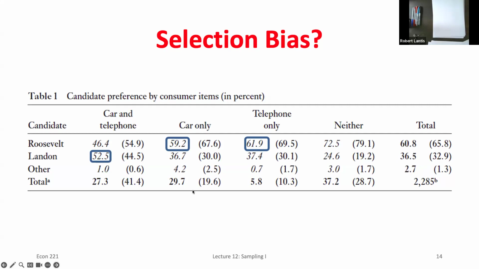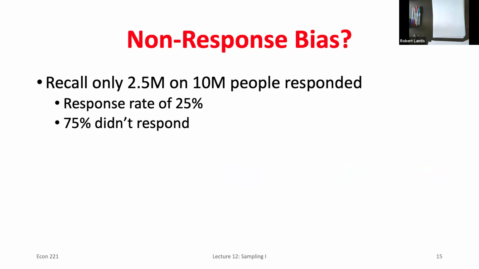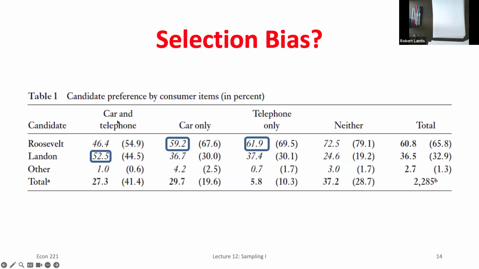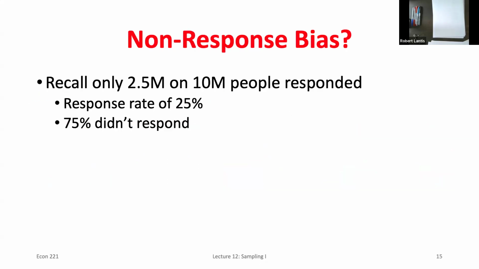Okay. So here we can see automatically we're going to have a selection bias. Because we were choosing these names by car and telephone, we're going to end up with a selection bias, and we made the wrong prediction.